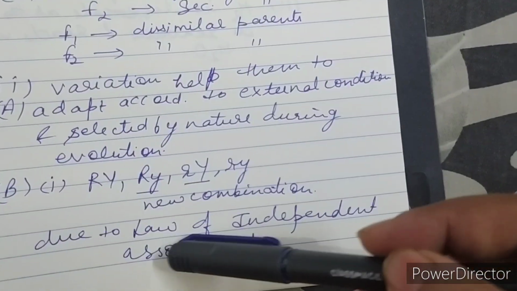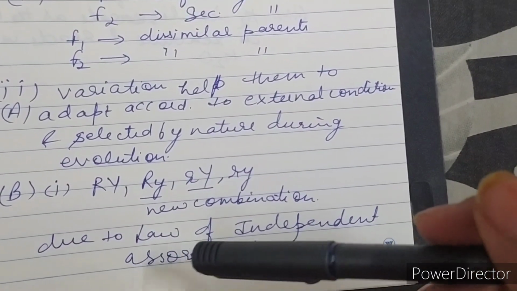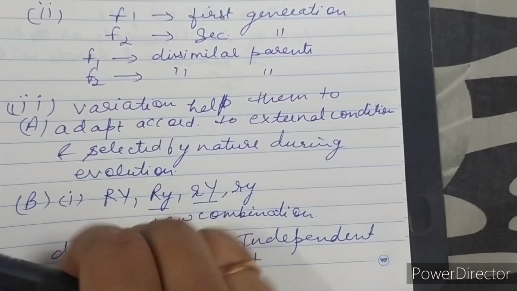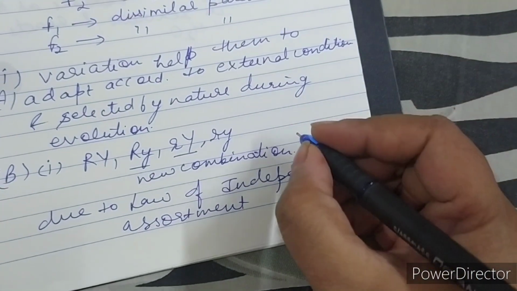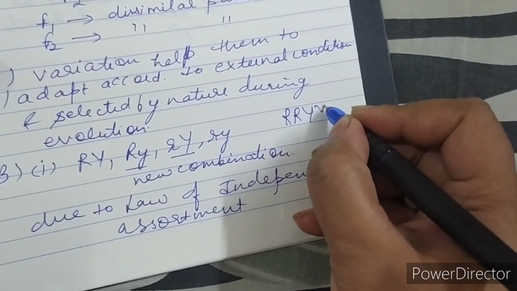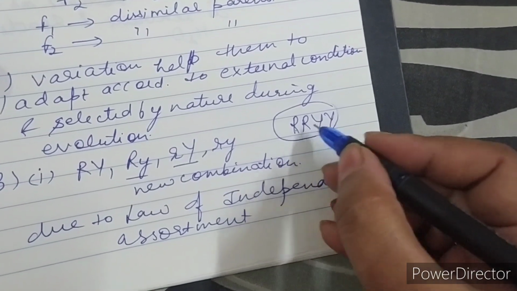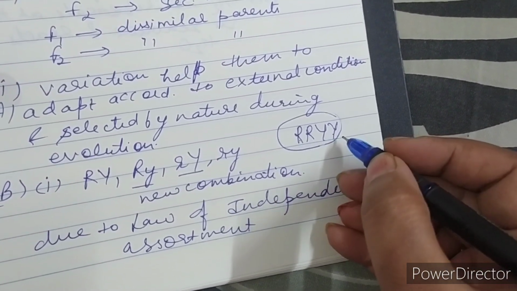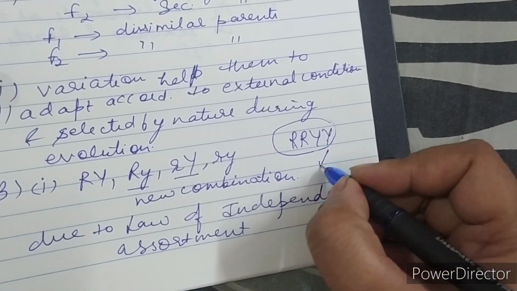That is due to the law of independent assortment, which says that during the formation of gametes, suppose we have taken 2 characters, capital R, capital Y, capital R, capital Y. These are 2 characters in a hybrid cross. So these 2 characters assort independently of each other, one in each gamete, and they neither mix with each other nor blend with each other.